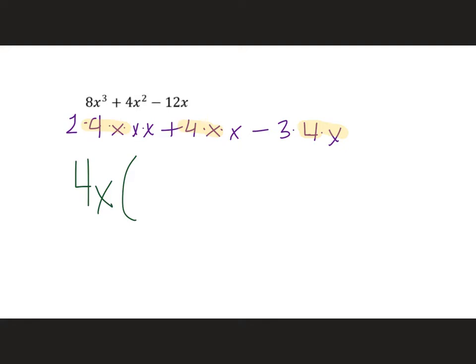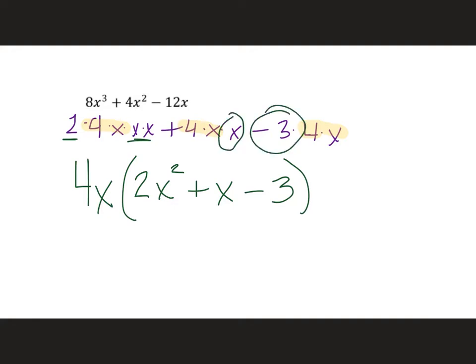So 4x times what would have given us 8x cubed? Well, that would be the 2 and the x squared. So 2x squared. 4x times 2x squared would be 8x cubed. For the middle term, 4x times just x, so positive x, would give us 4x squared. And 4x times negative 3 would give us negative 12x. So we're really looking at what's left on each of those original terms. So now we have this monomial and this trinomial that are the factors of 8x cubed plus 4x squared minus 12x.